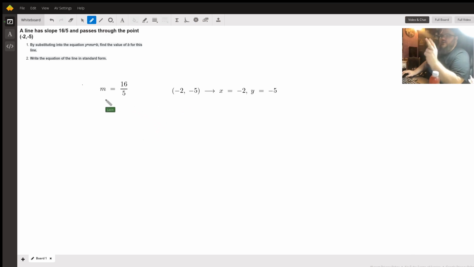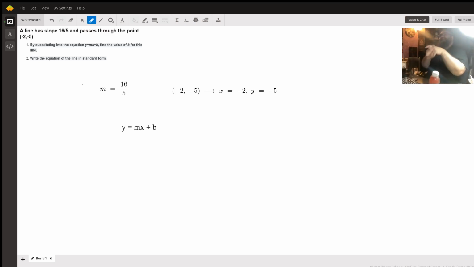Here's what we know. We know that m is equal to 16 over 5, and we know that we have our point, -2, -5, x is -2, y is -5. That's basic information from the problem given, right? Cool. Okay, so what we're going to do is write this in slope-intercept form, which is y equals mx plus b.